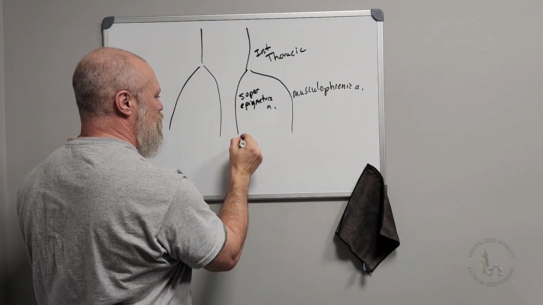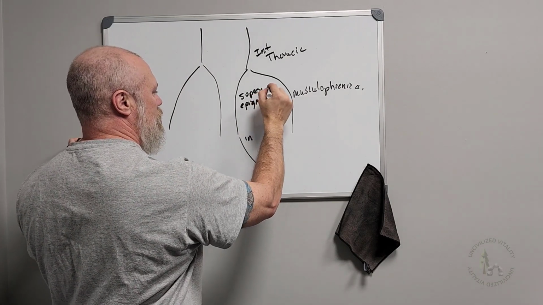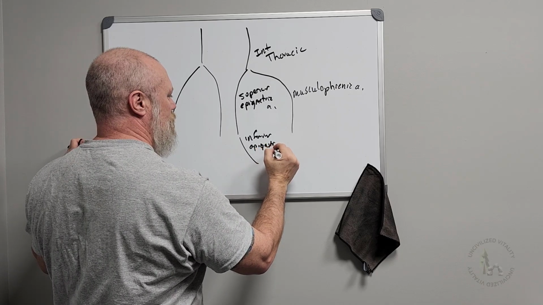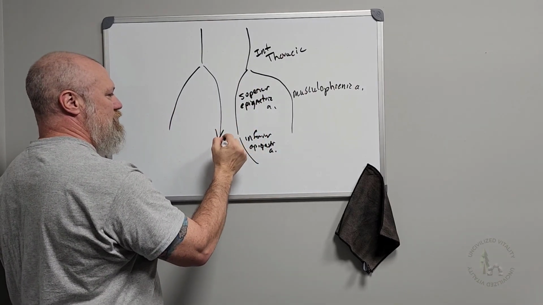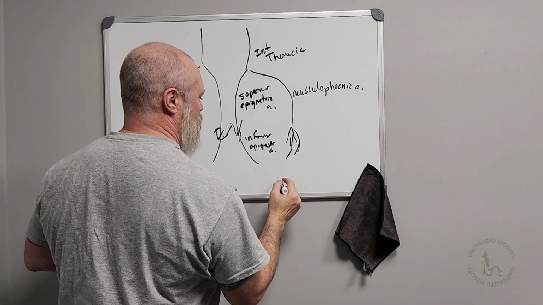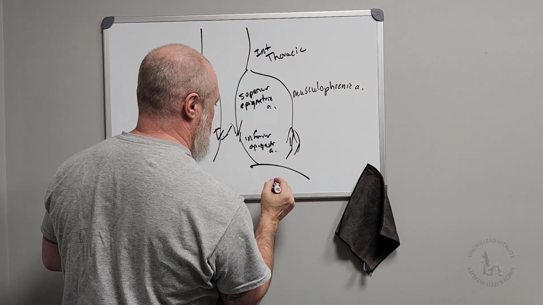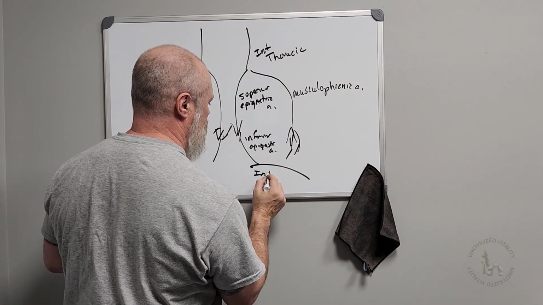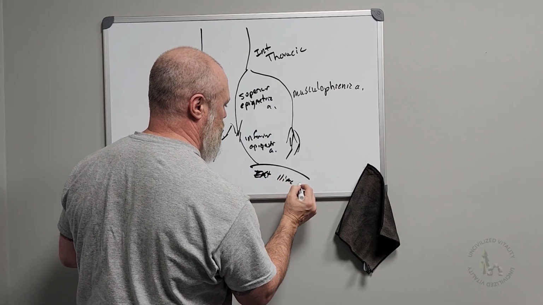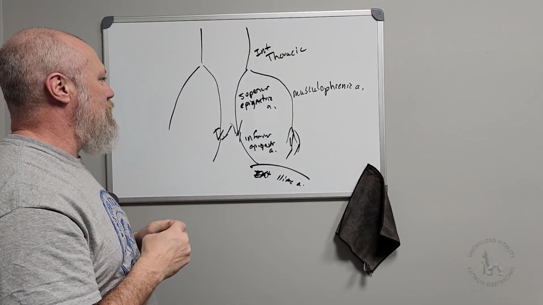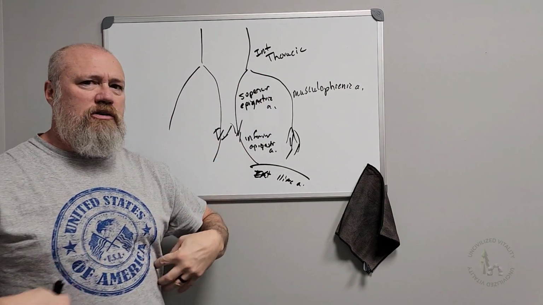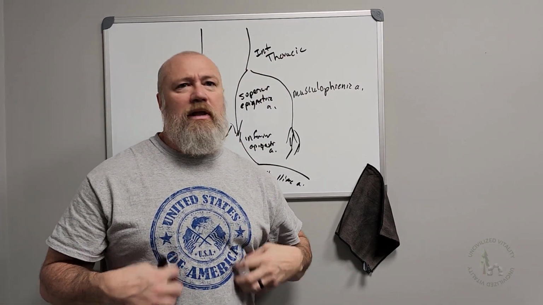These arteries will anastomose with the inferior epigastric along the center line, and then the musculophrenic will anastomose out here off of the external iliac artery. Okay. So this is basically the blood supply of the abdomen. These large arteries are going to supply those muscles and skin.